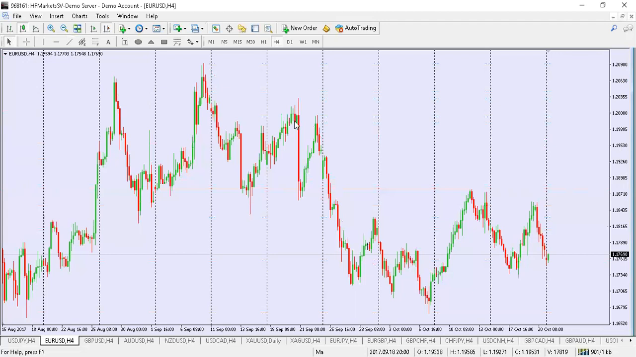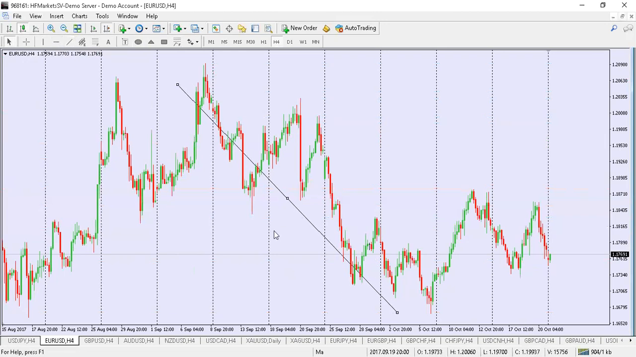All right, let's take this downtrend. I hope you can see this is a downtrend. What we have here is a downtrend. I hope you can see that. We have a downtrend here. Yeah, I can.